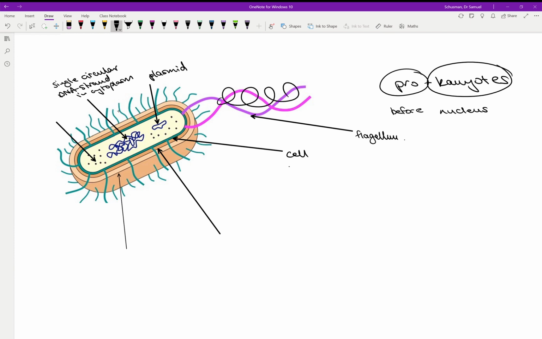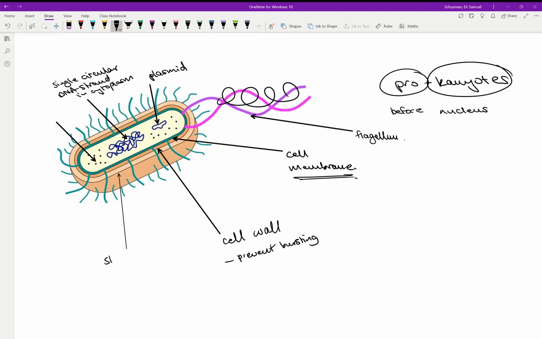They equally have a cell membrane, and they have a cell wall for similar reasons, to stop the cell bursting, like turgor pressure. It's not called turgor pressure, but they prevent bursting or lysis.